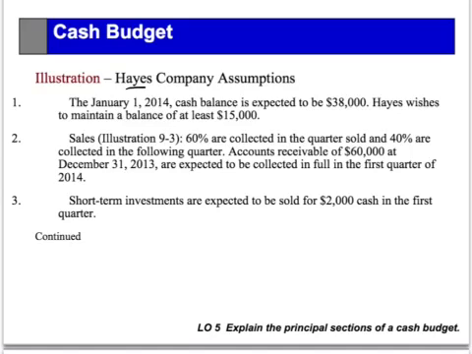Hayes Company. We're starting the budget period January 1st, 2014. The cash balance at that time is $38,000. We want to maintain a $15,000 balance. So if we go below 15, we have to borrow. Sales are 60% collected in the quarter sold and 40% in the following quarter. We start off with accounts receivable of $60,000. Okay. There will be also short-term cash sale of investments.